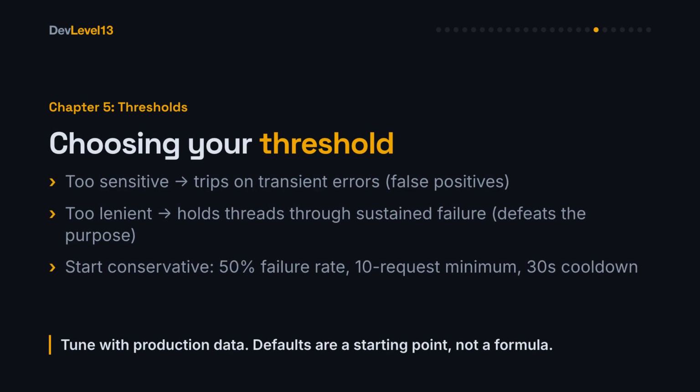A threshold that is too sensitive will trip during brief, normal failure spikes, adding unnecessary errors. A threshold that is too lenient lets sustained failures pile up before protecting you. Start with conservative defaults, 50% failure rate, minimum 10 calls in the window, 30-second cooldown. Then tune based on what you see in production.